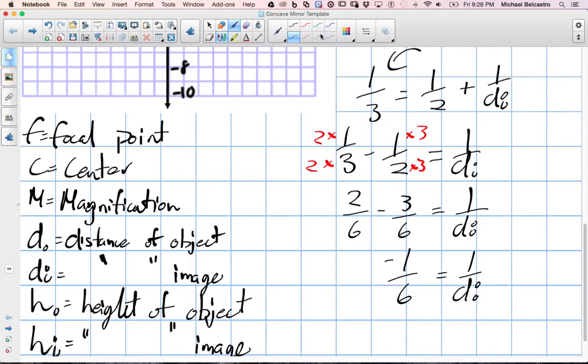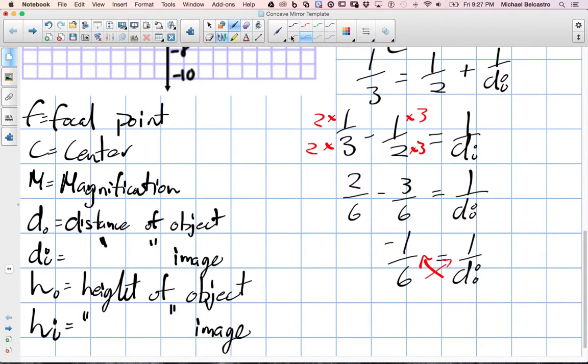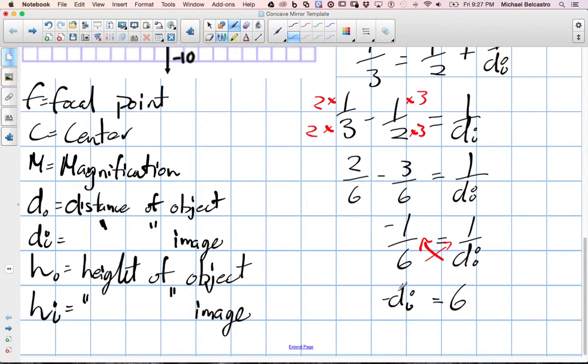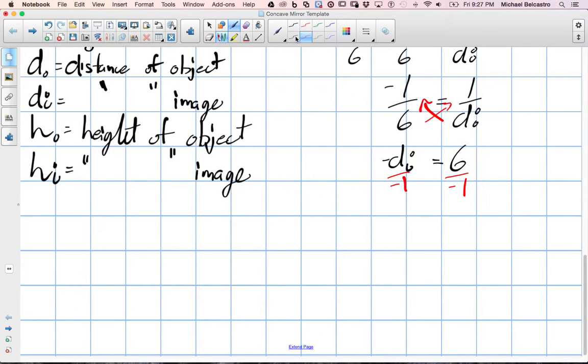Now we can just flip the fractions, or we can cross multiply, whatever is easiest for you to understand. I think I flipped them in another example, so I'll cross multiply in this one. Distance of the image times negative 1 is negative distance of the image, and 6 times 1 is 6. And in order to get a positive value of the distance of the image, I need to divide both sides by negative 1. Think of it like that. So, distance of the image is negative 6.